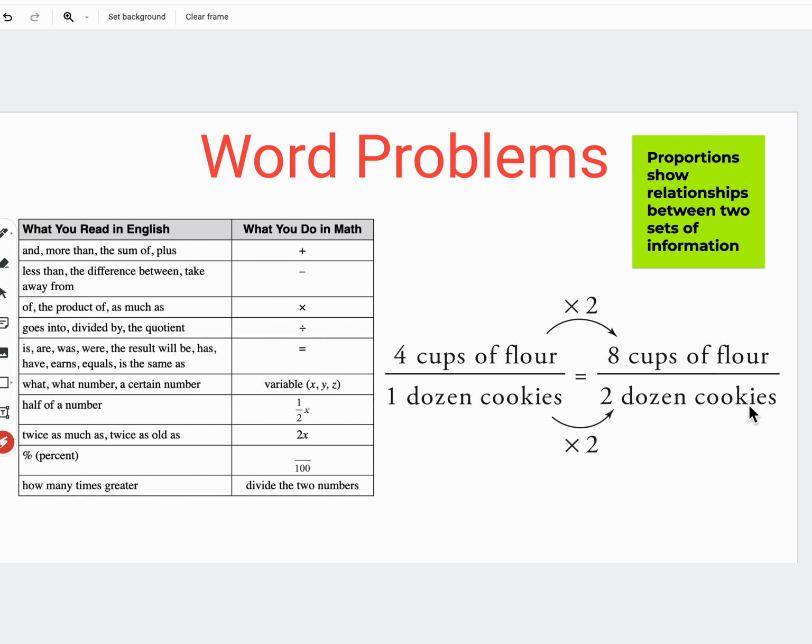Here we will double the recipe. Notice we are cross-multiplying here. We have 4 cups of flour for every 1 dozen. We compare it to 8 cups of flour for 2 dozen. If we are solving for how many cups of flour 2 dozen cookies would make, this would be our unknown. And now we can simply multiply 4 times 2 is 8. Here we are looking at cross multiplication in our proportion problems.